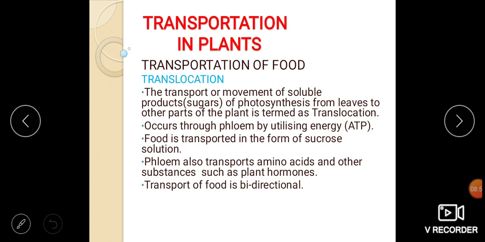Let us now start studying the transport of food. In plants, the transport of food is generally known as translocation. So the food is being transported. Mainly the leaves are the site of photosynthesis, but the food is formed in the form of simple sugars, especially glucose. This glucose later gets converted into starch. But the starch cannot be transported because it is not soluble in water. So what happens? This food is transported in the form of sucrose.